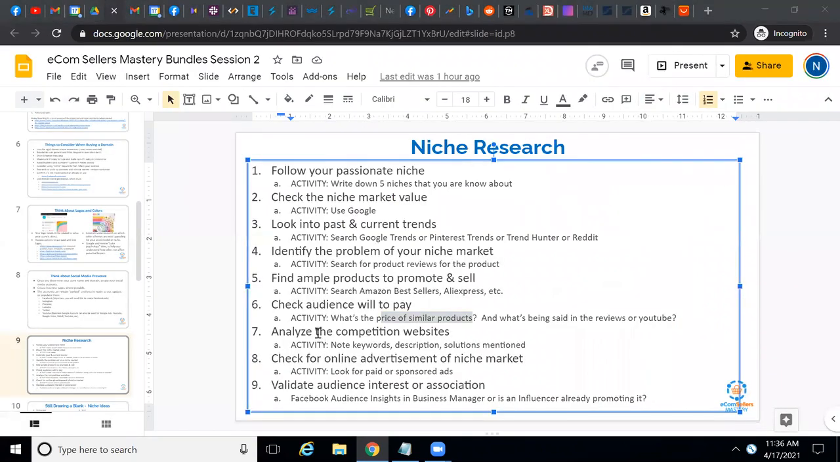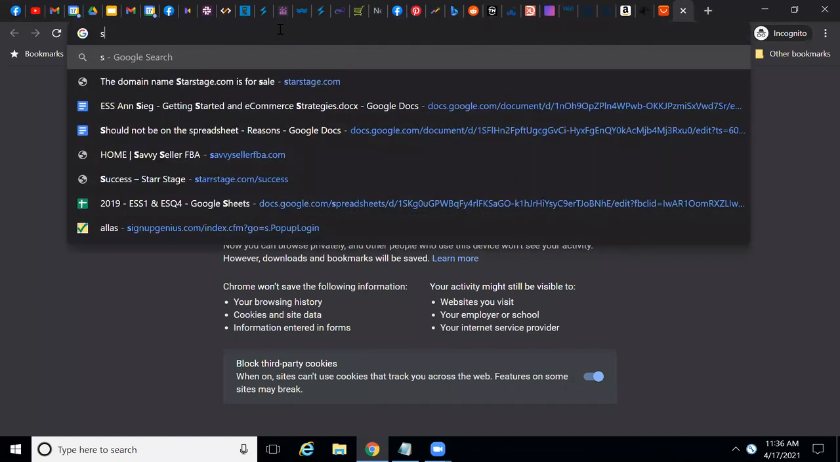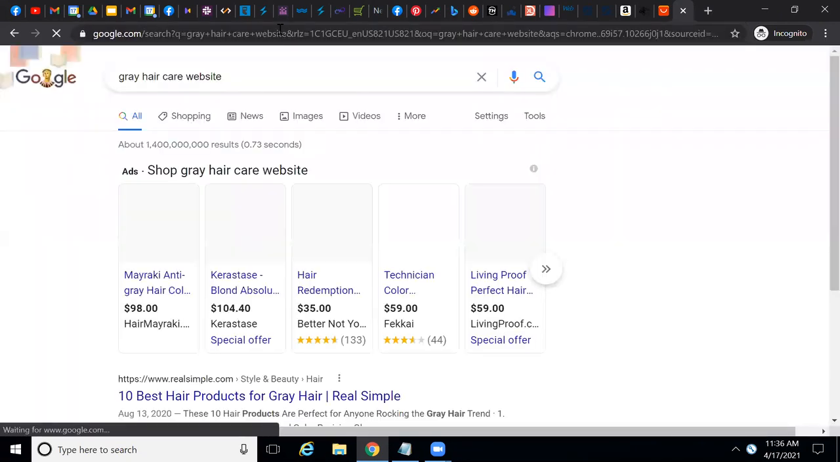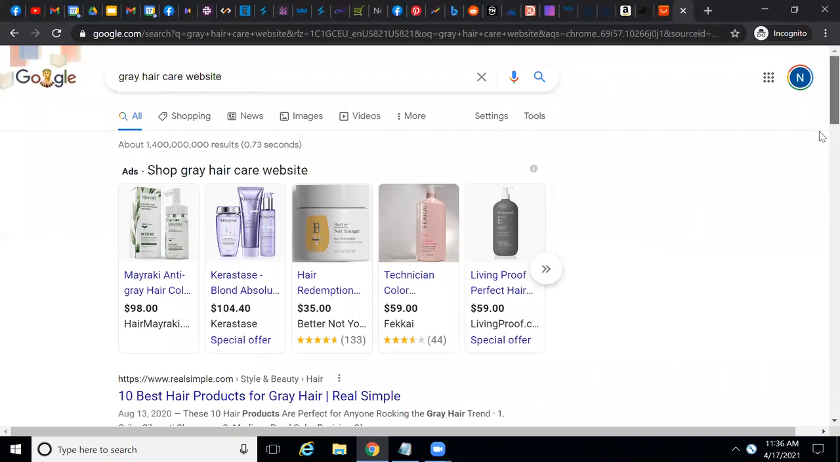All right, the next thing is analyzing others' websites. So let me just see if there's any other websites that are just specifically around gray hair. Gray hair care website. So products still keep coming up. These are my products that still keep coming up.